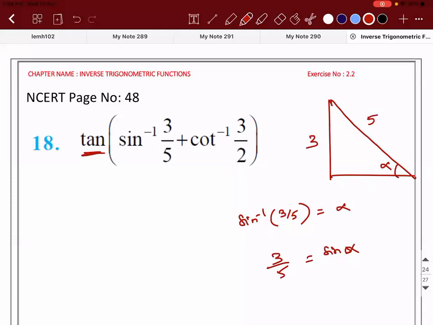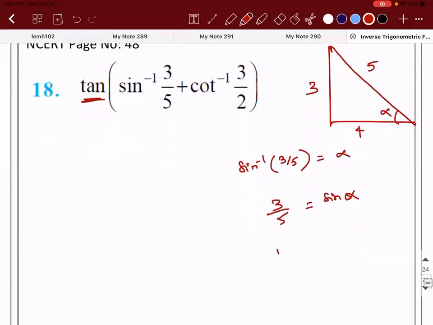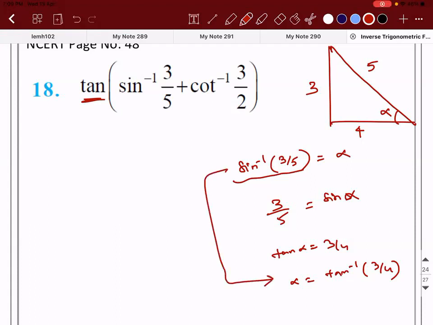Sine alpha is opposite by hypotenuse, so 3, 5, and the adjacent side is 4. Then what is tan alpha? 3 by 4, so alpha is tan inverse of 3 by 4. So sine inverse of 3 by 5 can be replaced with tan inverse of 3 by 4. So, tan inverse of 3 by 4 plus cot inverse of 3 by 2.